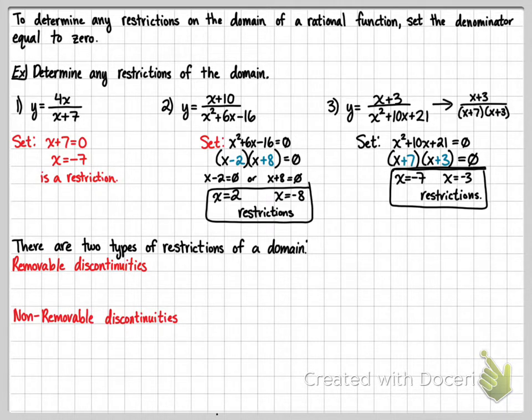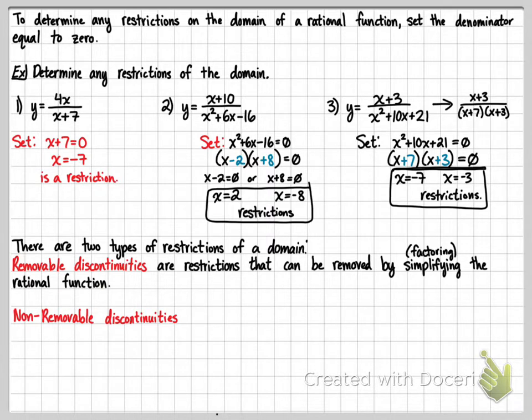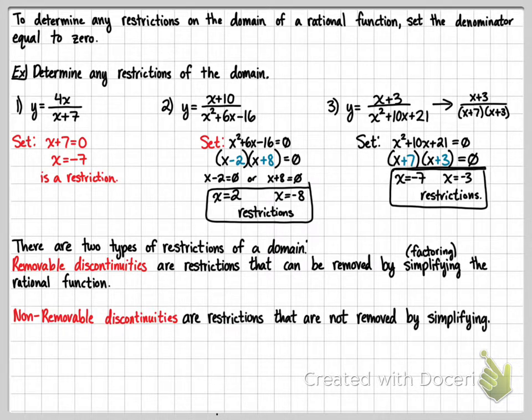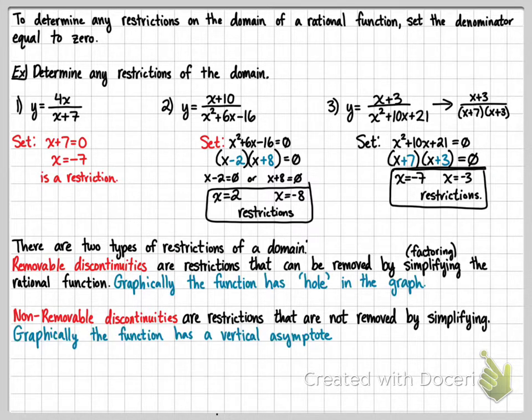Okay, so removable discontinuities are restrictions that can be removed by simplifying or factoring the rational function. Non-removable discontinuities are restrictions that are not removed by simplifying. So here, graphically, when we're talking about removable discontinuities, the function has a hole in the graph. And with non-removable discontinuities, graphically the function has a vertical asymptote. So if we're looking at a vertical asymptote here, we're looking at a non-removable discontinuity.